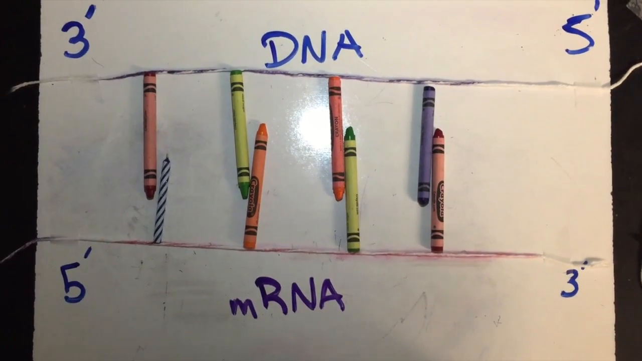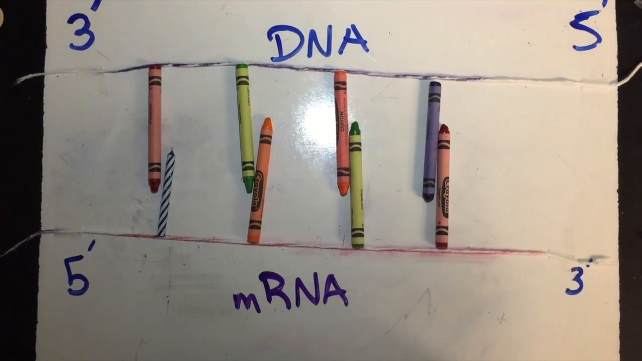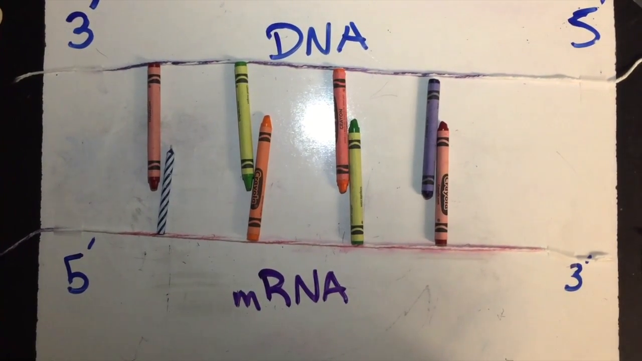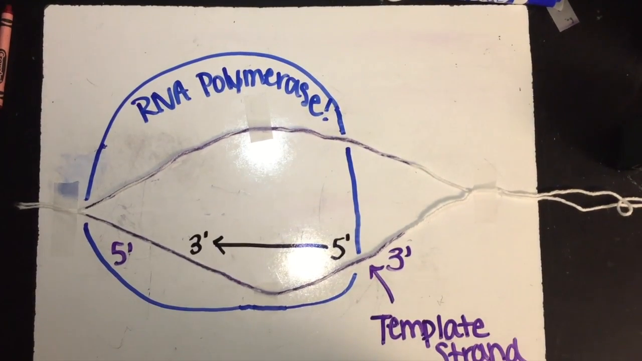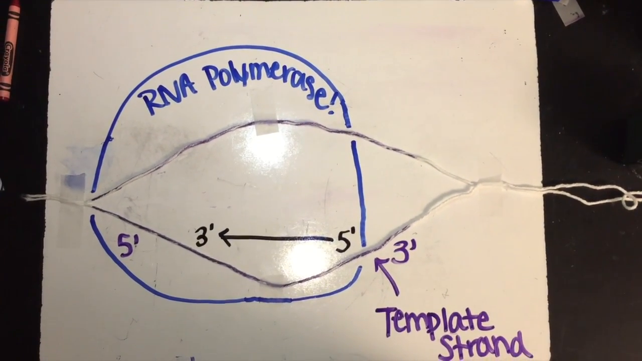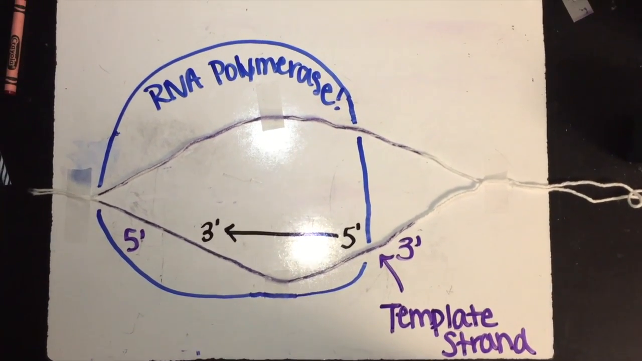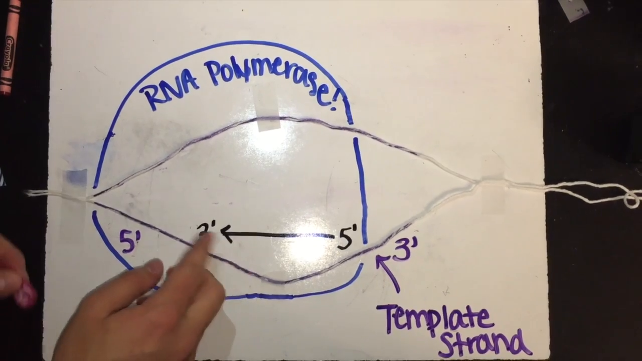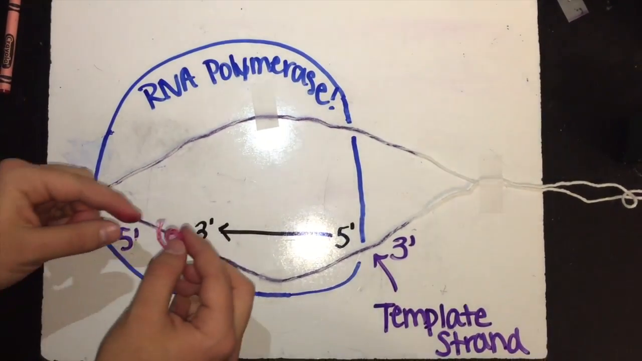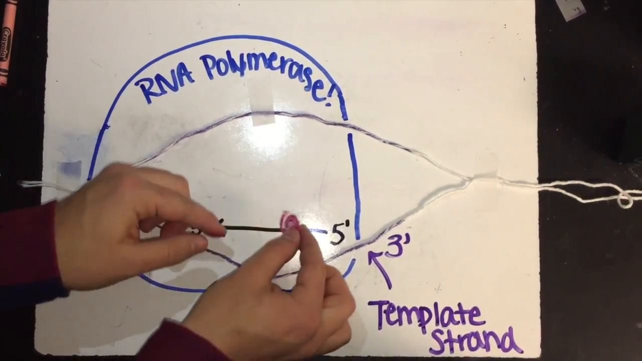In mRNA, thymine is replaced with uracil, so the blue crayon is replaced with the blue candle. Initiation is after the RNA polymerase binds to the DNA. It starts the RNA synthesis at the start point of the DNA template strand, so at the 5' end.